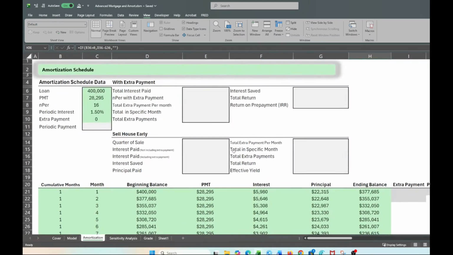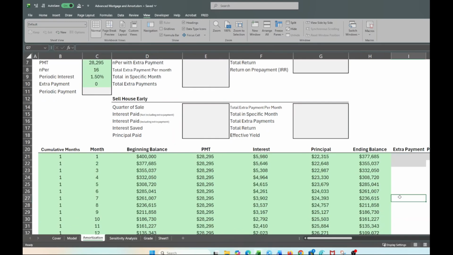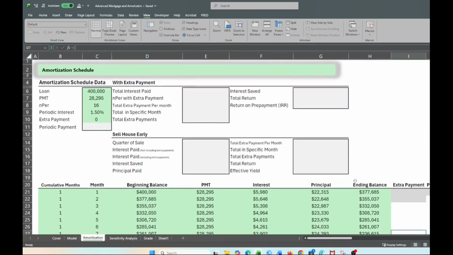Next video, we're going to do, what if we do an extra payment? What if we do $50 per month? What if we do a specific payment in the 7th month? We're going to do all those calculations and figure it out. And more importantly, what we want to figure out is, if I put $1,000 in the life of this loan onto the mortgage, what is my rate of return? How much did I make? How much did I save on it?